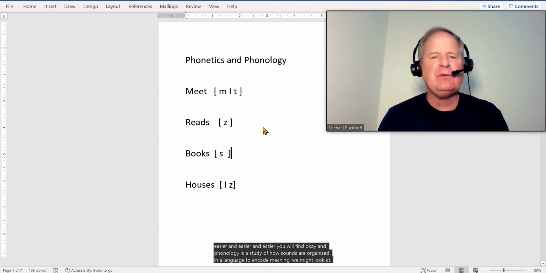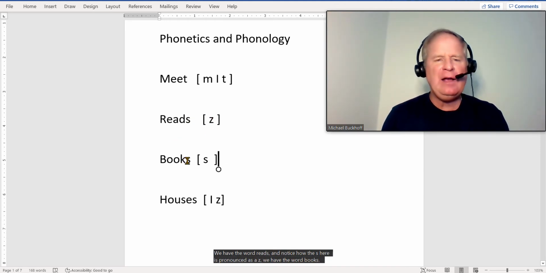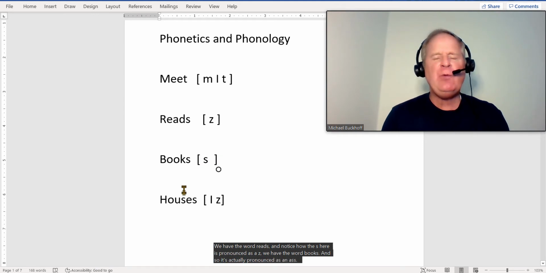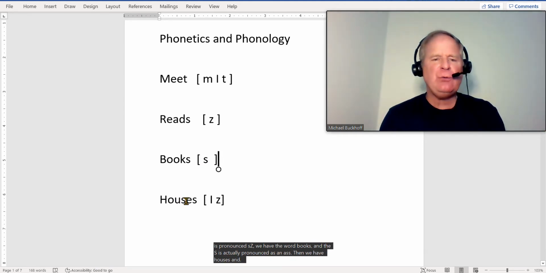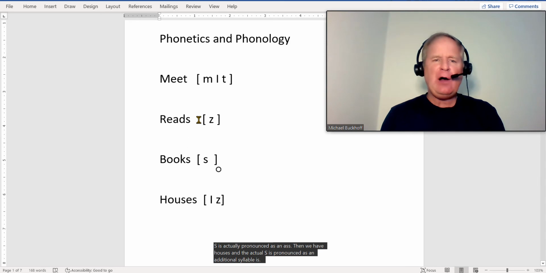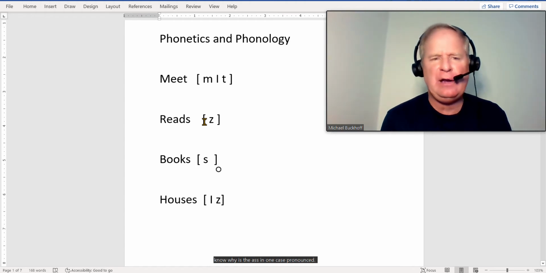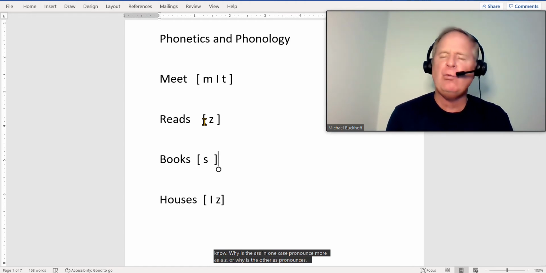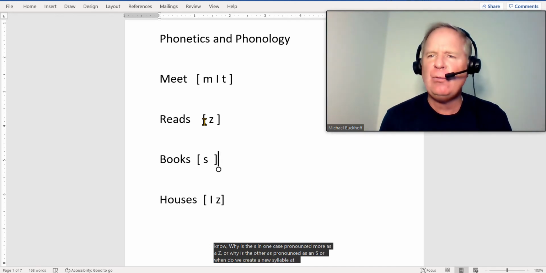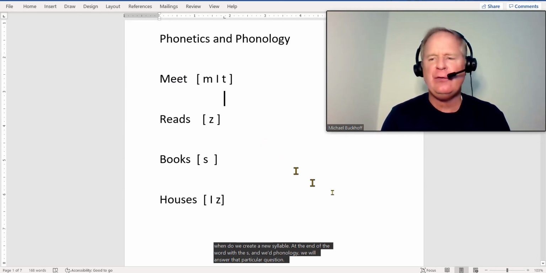We might look at something like this. We have the word reads, and notice how the S here is pronounced as a Z. We have the word books, and the S is actually pronounced as an S. Then we have houses, and the actual ES is pronounced as an additional syllable, iz. So phonology will say, well, why? Why is the S in one case pronounced more as a Z? Or why is the other S pronounced as an S? Or when do we create a new syllable at the end of the word with the S? And with phonology, we will answer that particular question and other things. Okay, so let's keep going.